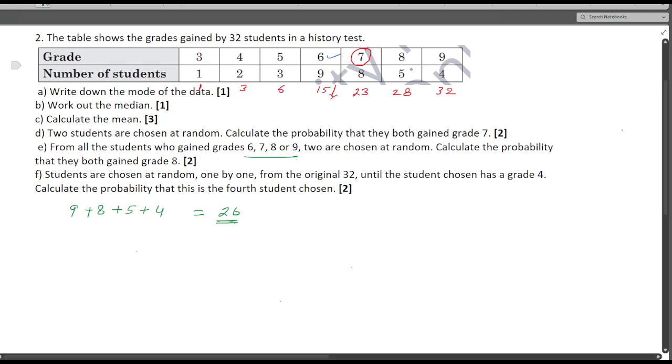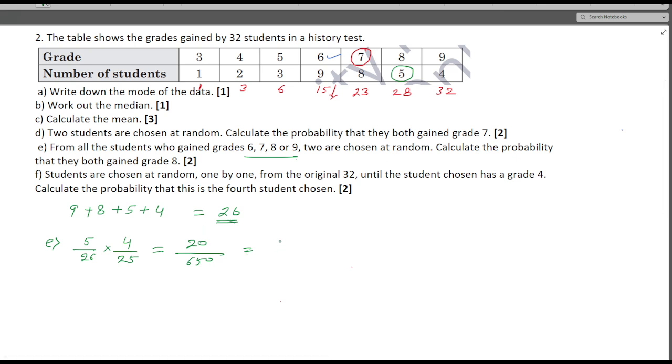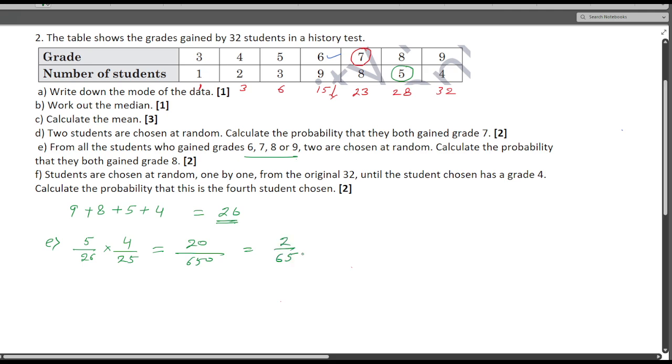How many students gain grade 8? It is 5 students. So your answer for question E will be 5 divided by 26 multiplied by 4 divided by 25. 5 times 4 is 20, divided by 26 times 25, which is 650. In simple form, 20 divided by 650 gives 2 divided by 65. So 2 divided by 65 is the answer for E.